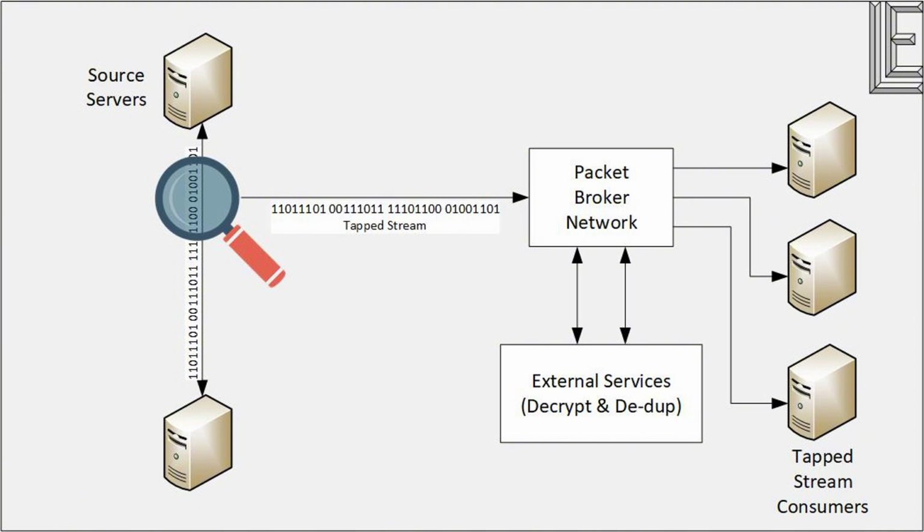Optionally, external services may be used to deduplicate packets and to decrypt them in order to reduce the load on its consumers. The number of inputs to this scenario will depend upon the business requirements, but it's certainly conceivable that all links in the core zone and all external facing links would need to be tapped.